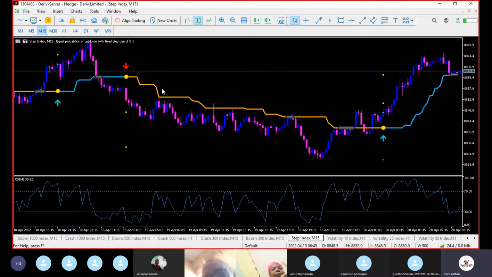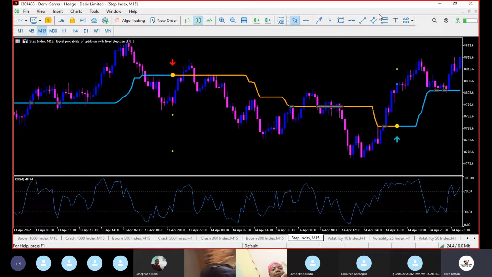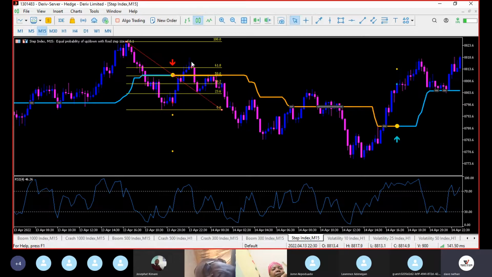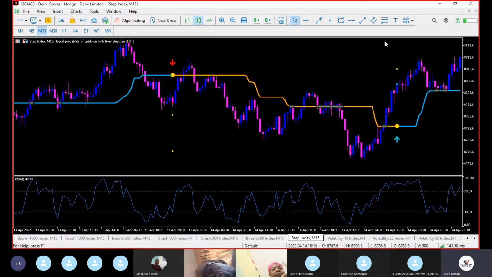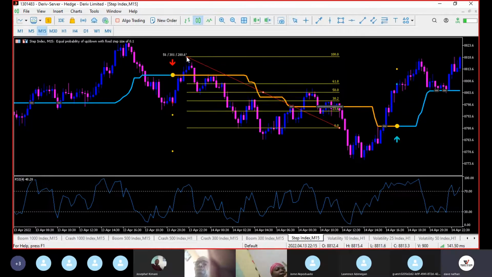Let me see if I can find better examples. I think we should have some good examples here. So for example, if you're drawing from this point to this point, this actually broke out of the 61.8 and started retracing. Let's draw again. So first things first, you need your sell signal, and then you draw from that resistance to the closest support. So I'm taking this resistance, and then you can see price reacting at the 50.0. I personally prefer 61.8. I don't know why.